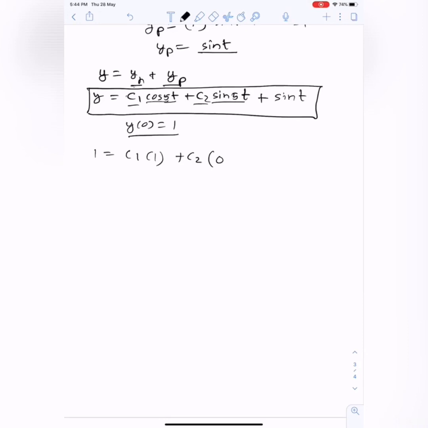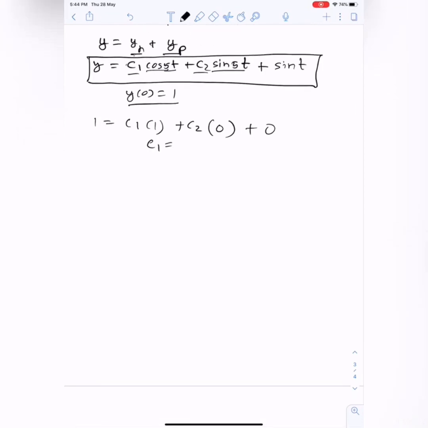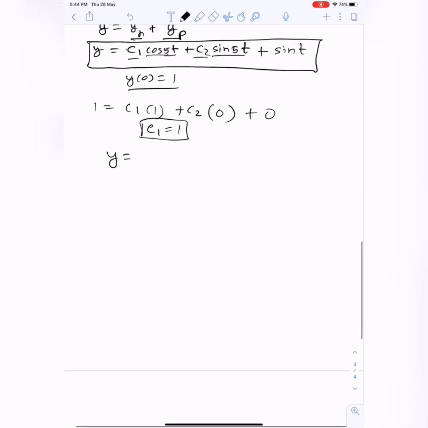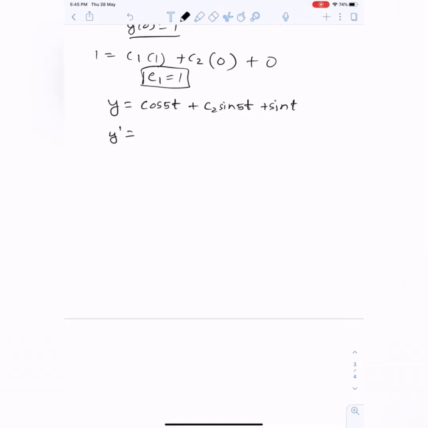Basically this would become 0, since sine of 0 is 0. So here we found out C1 is equal to 1. So now our solution would be y is equal to cos of 5t plus C2 sine of 5t plus sine of t. Let's find y dash. y dash is nothing but negative sine of 5t times 5, plus C2 cos of 5t times 5, plus cos of t.